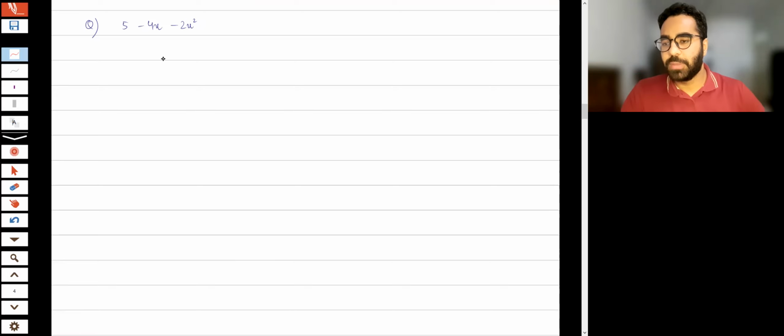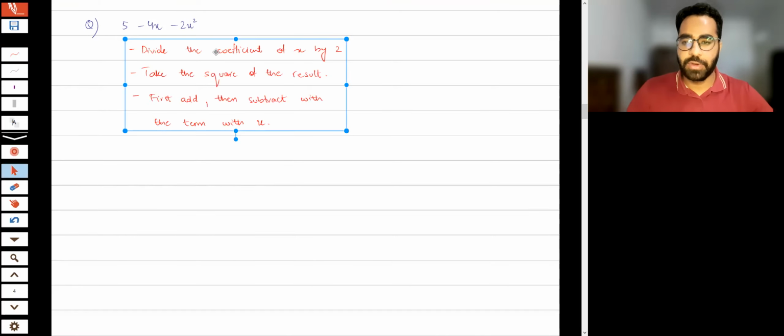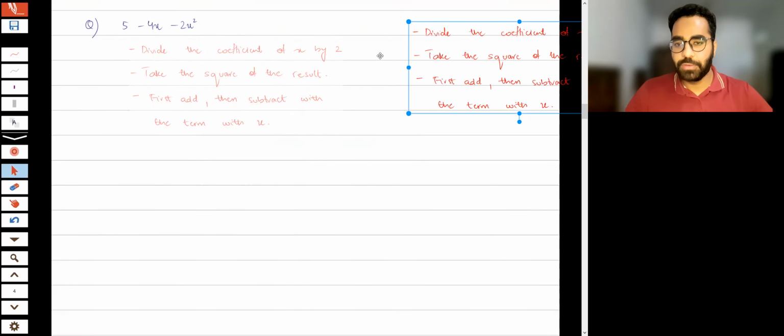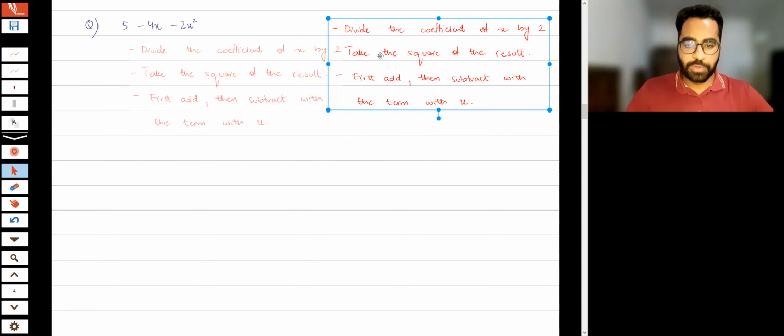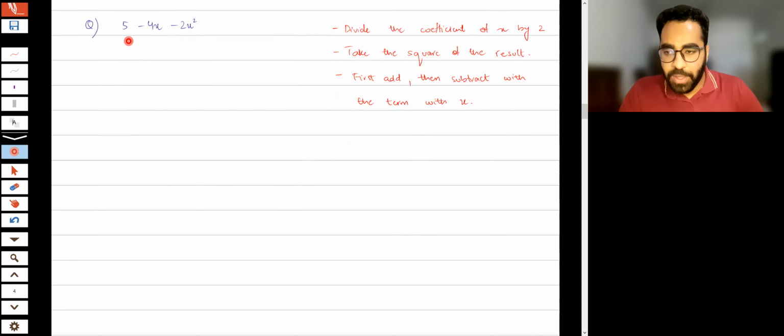Again, I have to do the same thing. I have to convert this into a completed square form. So you have to use these rules to convert your equation into completed square form. Remember one thing, that the coefficient of x squared has to be positive. Here I can see that my coefficient of x squared is negative, and it cannot be negative. So what will I do?